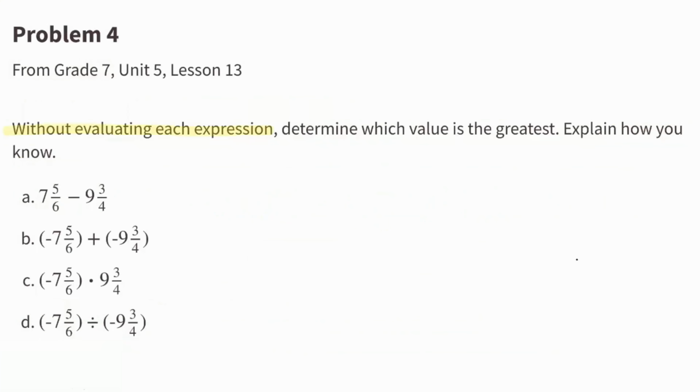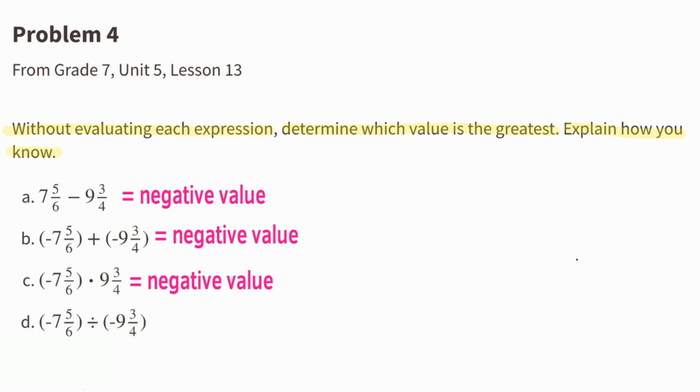Number 4. Without evaluating each expression, determine which value is the greatest. Explain how you know. A. 7 and 5/6 minus 9 and 3/4 will equal a negative value. B. A negative plus a negative is going to equal a negative value. C. A negative value times a positive value is going to equal a negative value. D. A negative value divided by a negative value is going to equal a positive value.